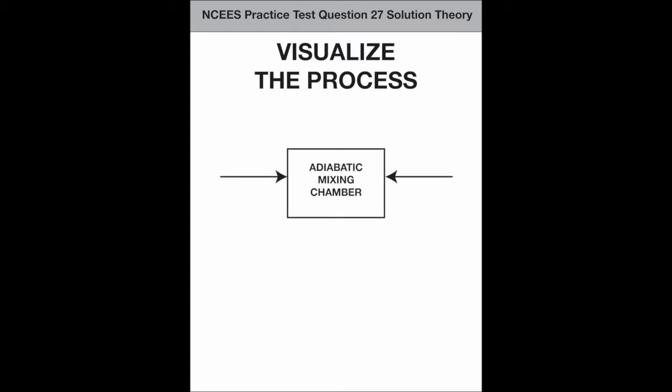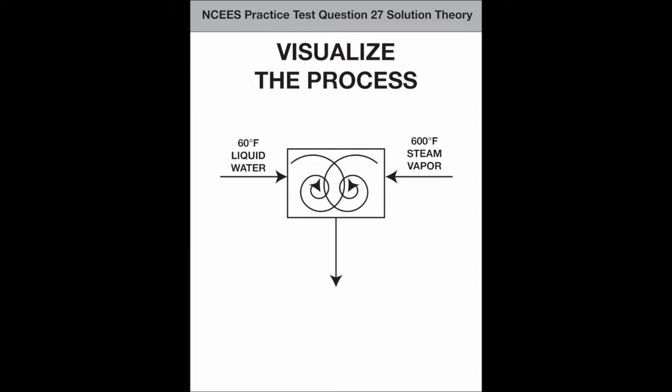To visualize the process is simple. Two streams flow into an adiabatic chamber. One is relatively cool liquid water, and the other is relatively hot steam. They mix together, and then that mixture flows out. What comes out will obviously have different characteristics than what went in. One entering stream is purely liquid, and one entering stream is purely dry. The exiting stream is partially liquid, and you must determine what proportion of that stream is pure dry vapor.